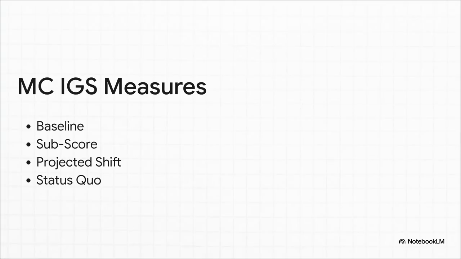All right, part 3, justifying IGS impact. To load test your prototype and prove it actually improves the capstone's MC Inclusive Growth Score, or IGS, you need to rely on 4 essential metrics. First up is the baseline. This is where your target population sits today, the status quo, drawn straight from your evidence.